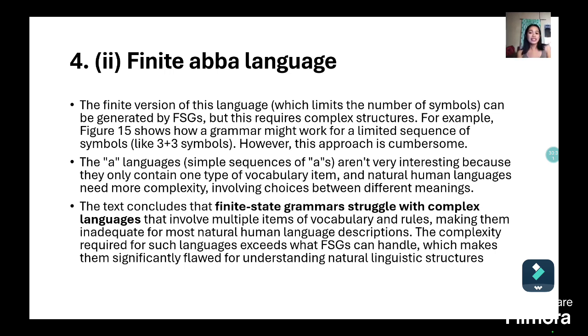Next, the finite ABBA language. The finite version of this language, which limits the number of symbols, can be generated by finite state grammar, but this requires a complex structure. For example, figure 15 shows how a grammar might work for a limited sequence of symbols like 3 plus 3 symbols. However, this approach is cumbersome.